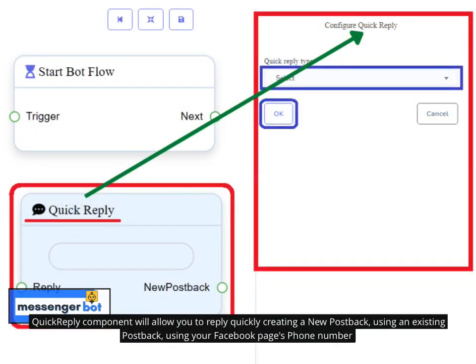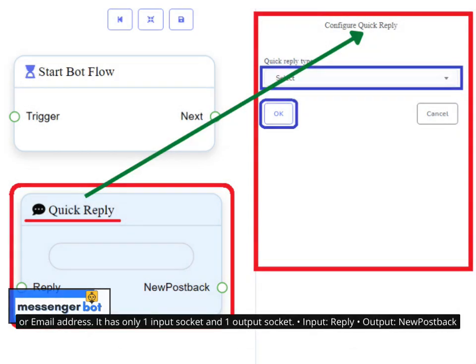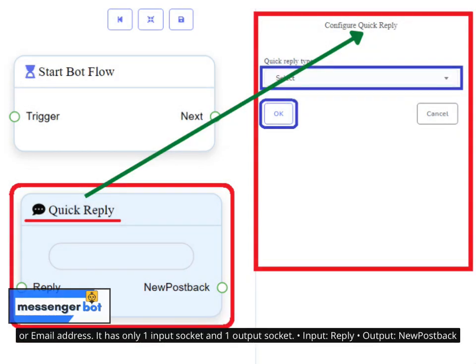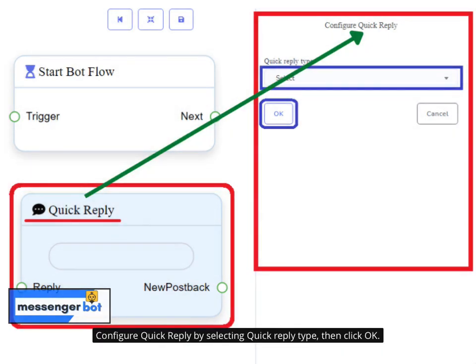Quick Reply Component will allow you to reply quickly by creating a new postback, using an existing postback, or using your Facebook page's phone number or email address. It has only one input socket and 1 output socket. Input, reply, output, new postback. Configure Quick Reply by selecting Quick Reply type, then click OK.